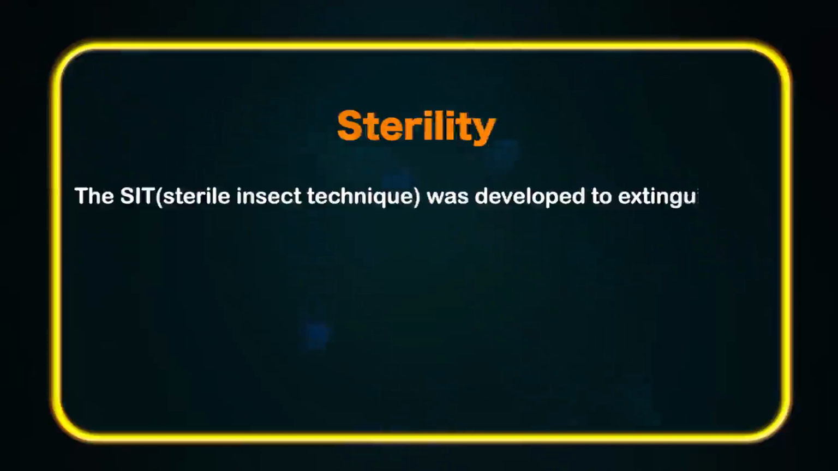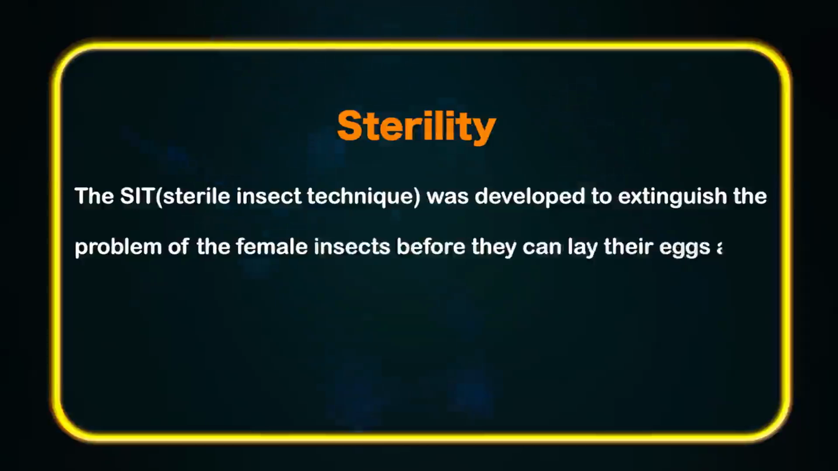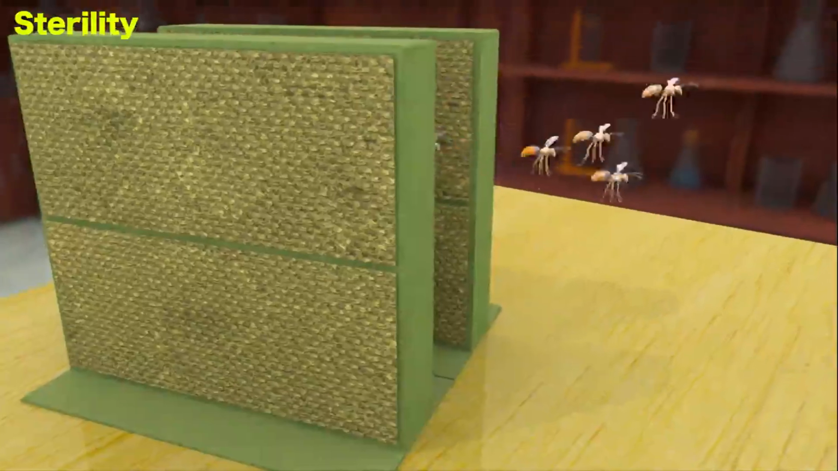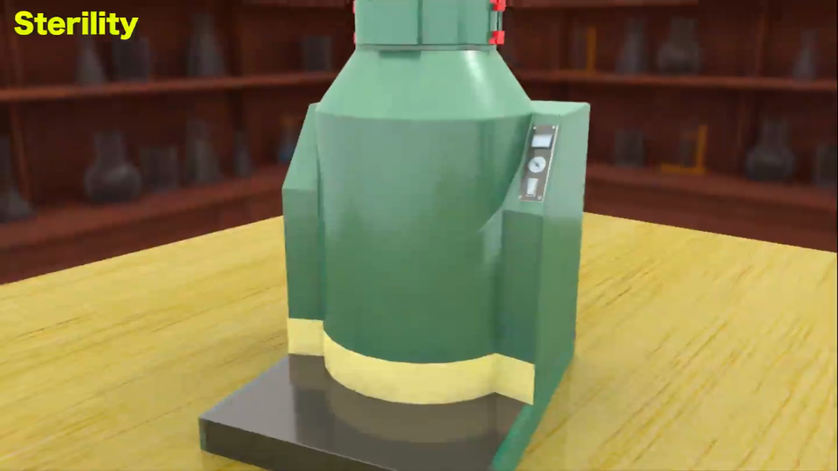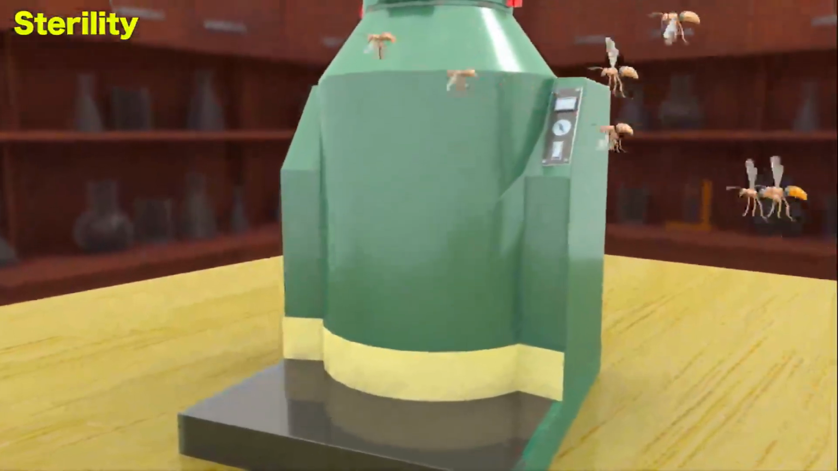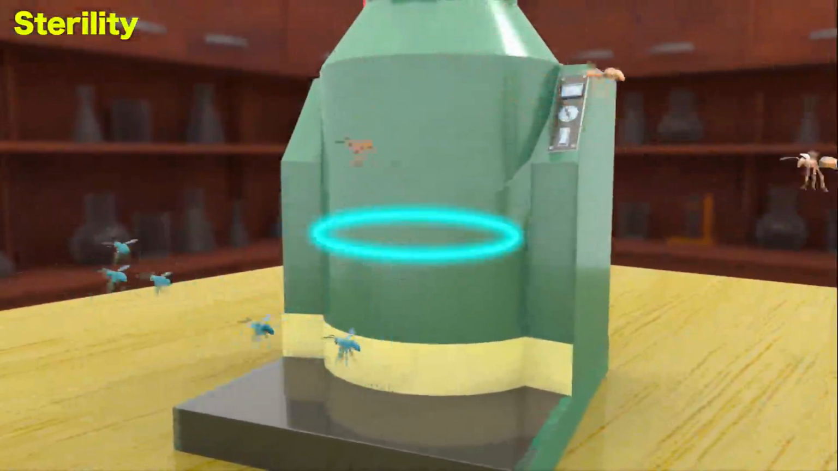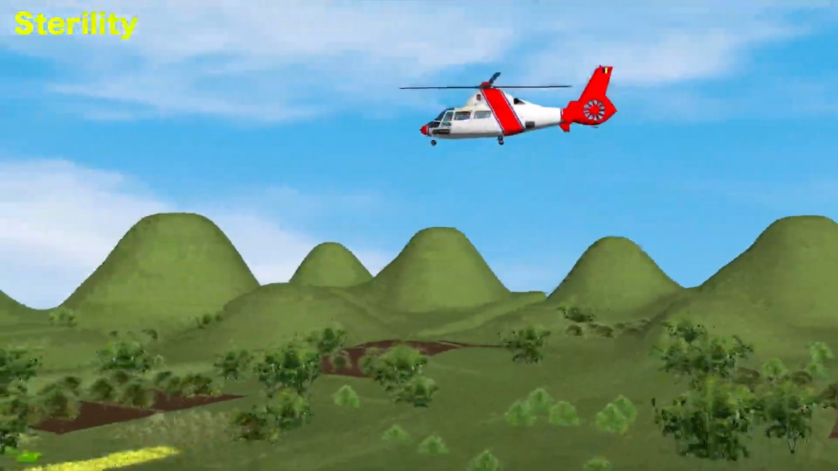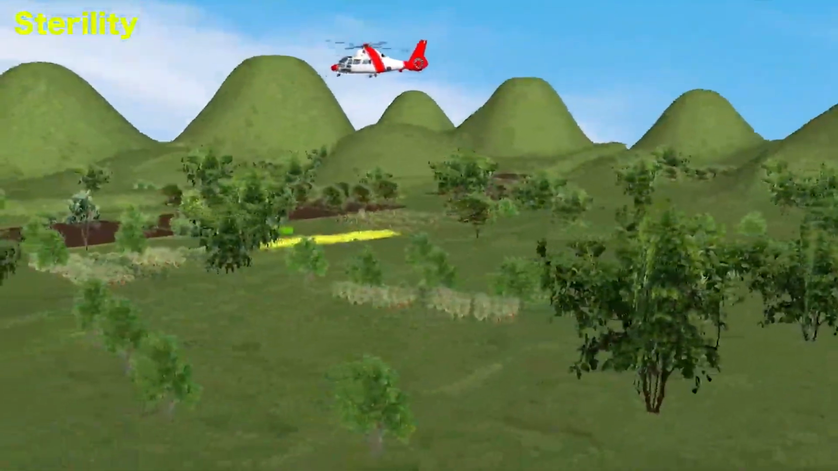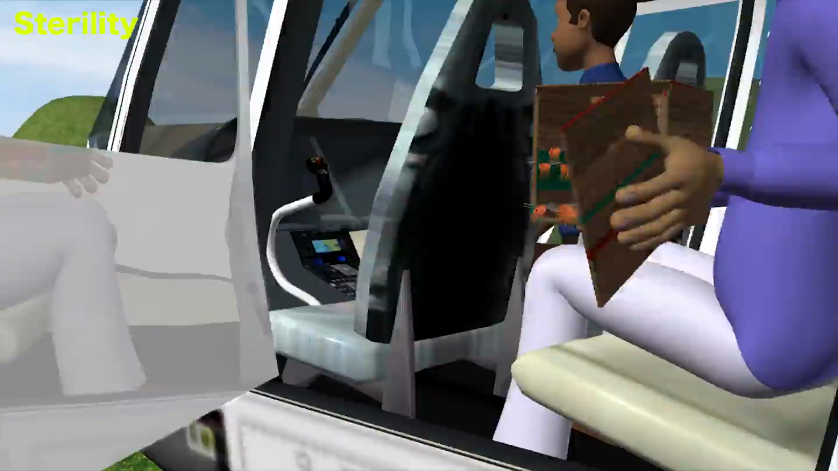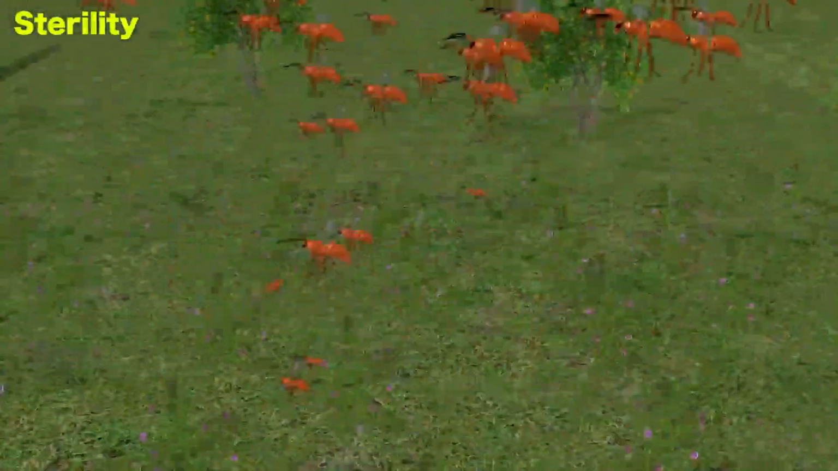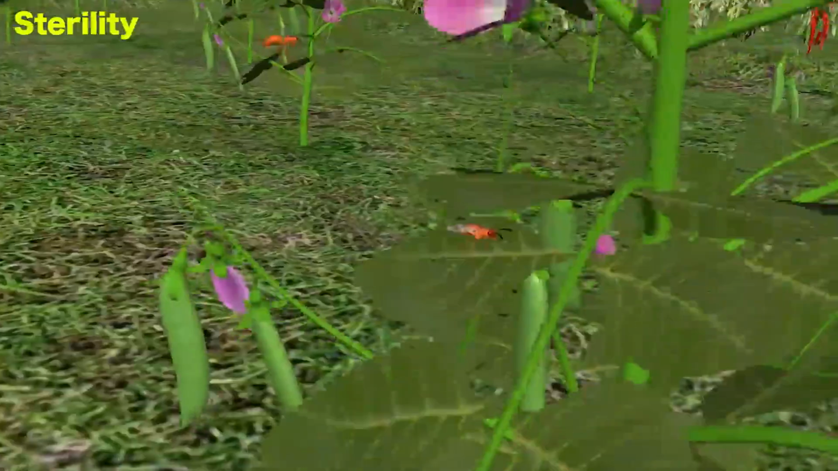Sterility. The SIT, which is the sterile insect technique, was developed to address the problem of female insects before they can lay their eggs and harm the crop. Sterile insect technique is used by first using X-ray radiation to sterilize the male insects so that they are not able to reproduce. Once the male insects are sterilized, they are then released in large numbers to go out and mate with their female counterparts who are causing damage to the crops.